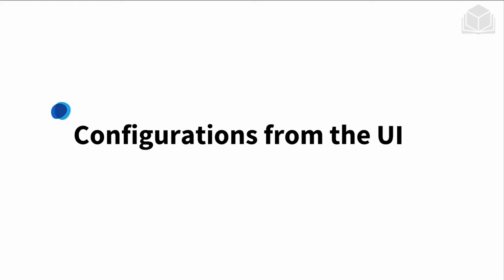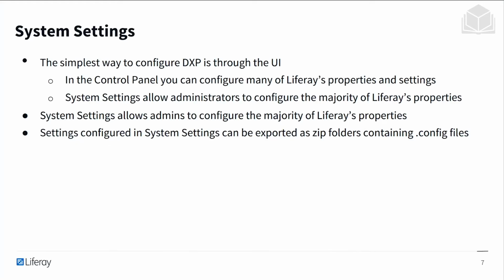So now we'll talk about a few configurations from the UI. The most important of this is the system settings, and this is the simplest way to configure DXP. You can do it through the UI. And in the control panel, you can configure many of Liferay's properties and settings. And settings configured in the system settings can be exported as zip folders containing config files so that you can transfer these settings to any instance easily.